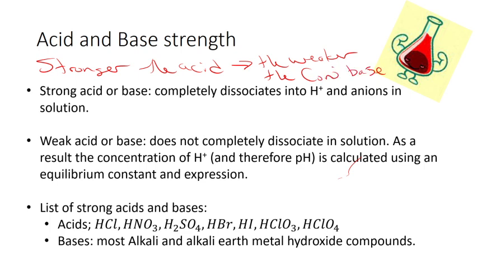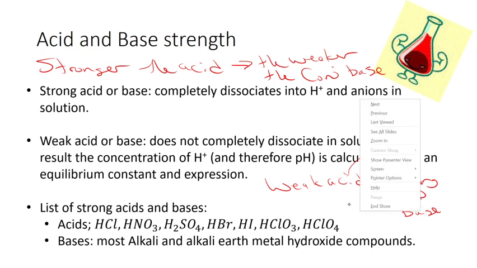And vice versa, right? The stronger the base, the weaker the conjugate acid. So strong acid, weak conjugate base, right? Weak acid, strong conjugate base. I'll write that down here. Weak acid, strong conjugate base.